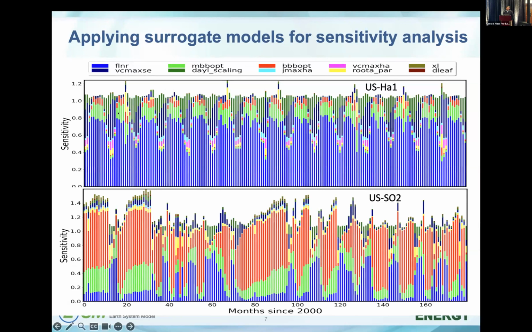But we can see a seasonal cycle there of how some of the other parameters become also influential. This MBB opt, which is the Ball-Berry stomatal slope conductance parameter, becomes more important during the growing season, tends to show up more when things are starting to dry out a little bit, for example. So we can contrast that with the California site here, the Sky Oak site, where this red and the green, so these stomatal slope and intercept parameters tend to dominate the sensitivities at this much drier site.